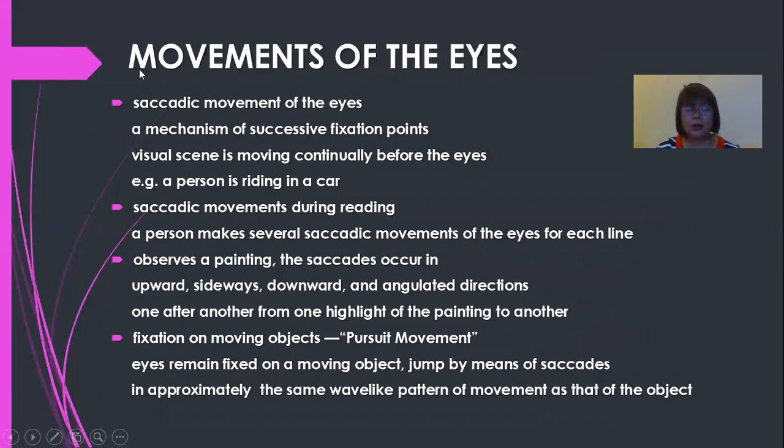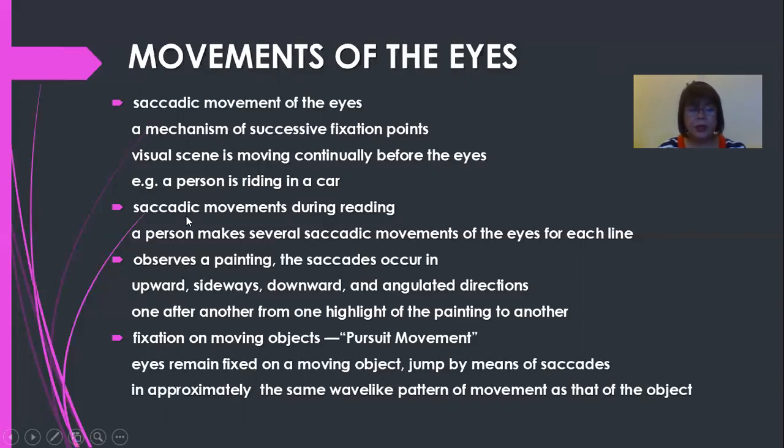Okay, there are gross movements of the eyes. You have saccadic movement of the eyes, a mechanism of successive fixation points where the visual scene is moving continually before the eyes. It's like riding in a car. So there is continuous movement of the eye. Your eyes don't get fixed in one area unless you want to fix them there, to look at that object for a prolonged time. Otherwise, you go with the ride. There's saccadic movement of the eyes as you travel.